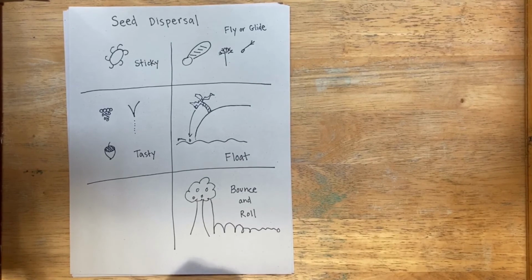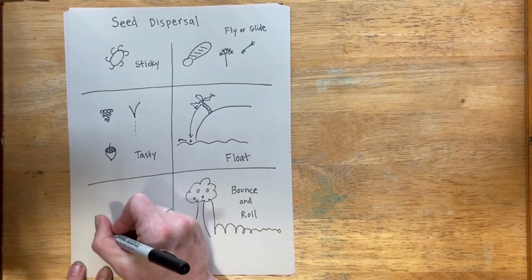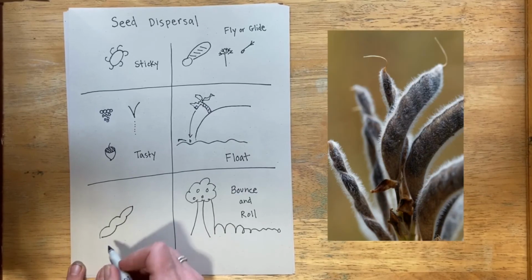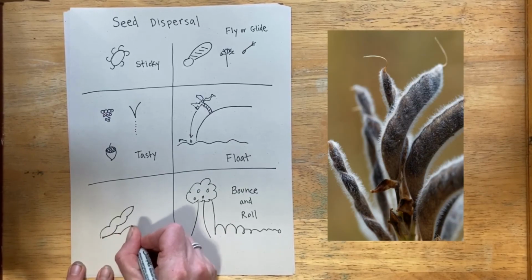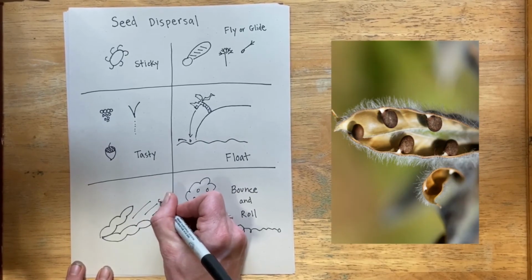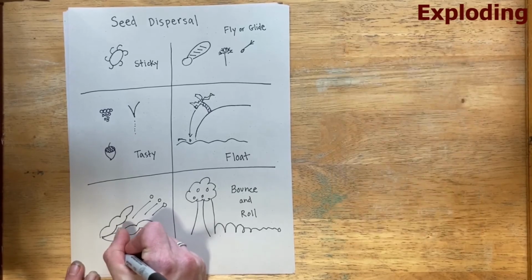And the last common way that seeds move is rather exciting and unexpected. Some seeds are inside pods shaped kind of like a pea or a bean. As these pods dry out, they get tighter and tighter until they fling open and the seeds explode out of them. So we will call these exploding seeds.